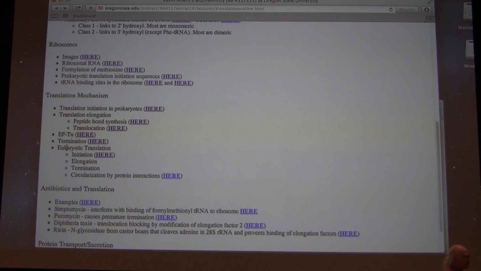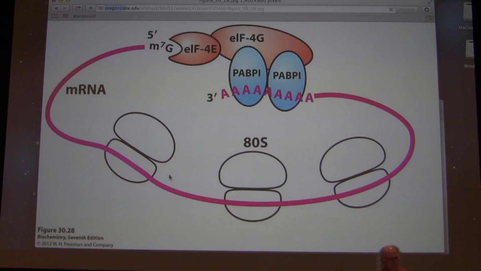Now, there's one other interesting difference in eukaryotic cells that I want to point out to you, and it relates to the fact that there's a cap and a poly-A tail. This shows that the poly-A tail, which is over here, binds to some proteins, and those proteins interact with initiation factors. That stands for eukaryotic initiation factors. No, you don't need the numbers or anything like that. These initiation factors recognize the cap. These factors down here recognize the tail. And what they do is they form a circle.